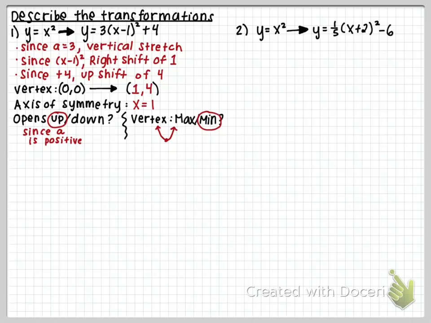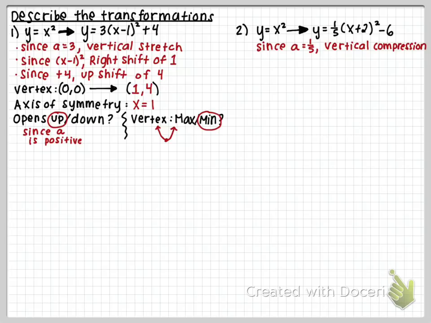It's kind of a lot to take in. We're going to try the next couple, and then I want you to try one. So we're going from y equals x squared, being transformed from this parent function to this new function, y equals 1/5 times the quantity of x plus 2 squared minus 6. Let's look at the A first. Since A is 1/5, is that a vertical stretch or a vertical compression? It's a vertical compression because A is less than 1.